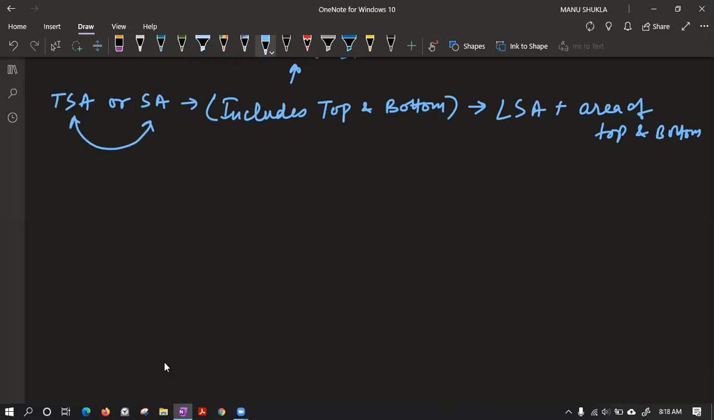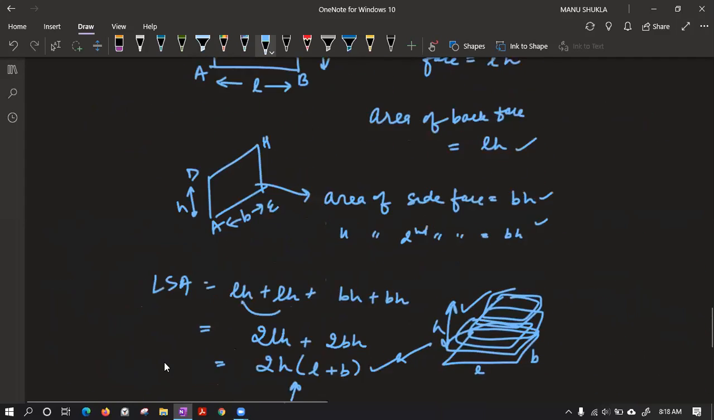If we have found the lateral surface area, we just need to find the top area and the bottom area. Now the question is how? Let us see. So we already know LSA is equal to 2H(L plus B). This we have found easily. Now comes the top surface and bottom surface. Let us see what is there.